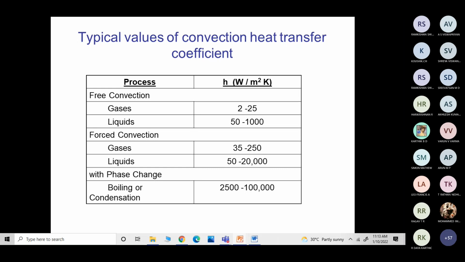Even in case of heaters, whatever heaters we use in our house, sometimes the fuse goes off, mainly due to overheating of the material. Due to high voltage, the fuse material gets melted. So the effect of heat transfer coefficient when it comes to forced convection is that the values will be slightly higher. That particular thing you should know.